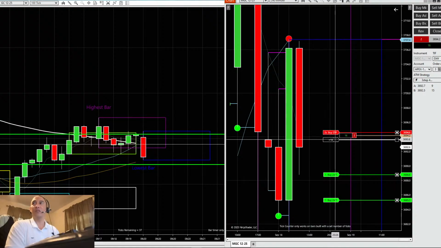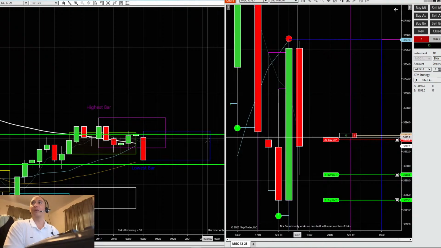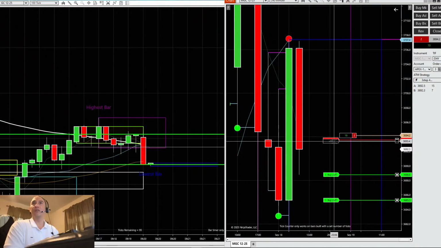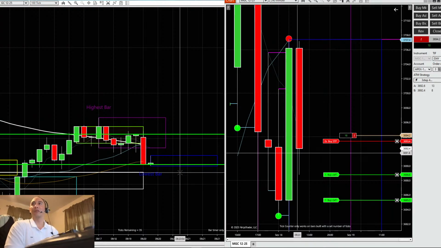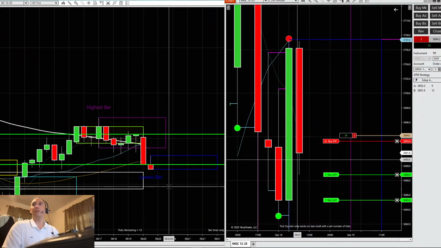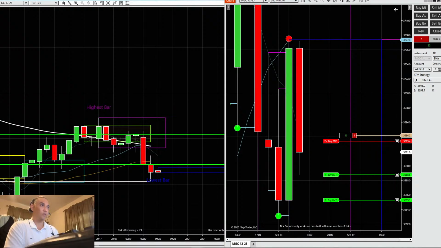So let's go ahead and move this down then to about, I don't know, 3 or 4 ticks in. We'll go ahead and take, get too ambitious there. Let's stay inside this purple. Right there.